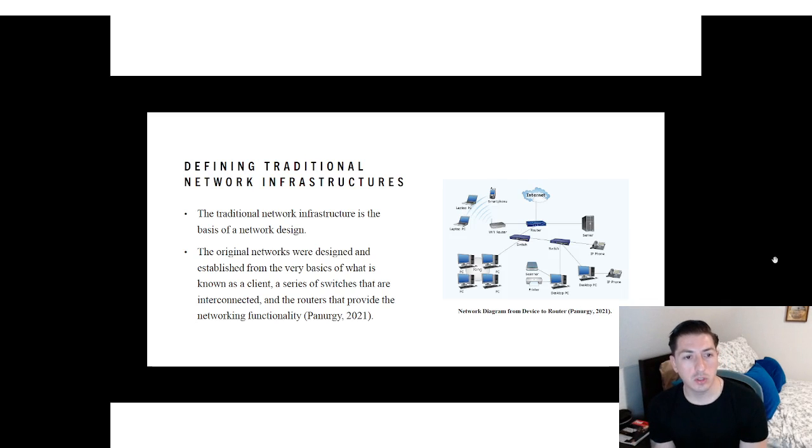So defining traditional network infrastructure, as you can see in the image here, the traditional network infrastructure is the basis of a network design. The original networks were designed and established from the very basics of what is known as a client, a series of switches that are interconnected, and the routers that provide the networking functionality.